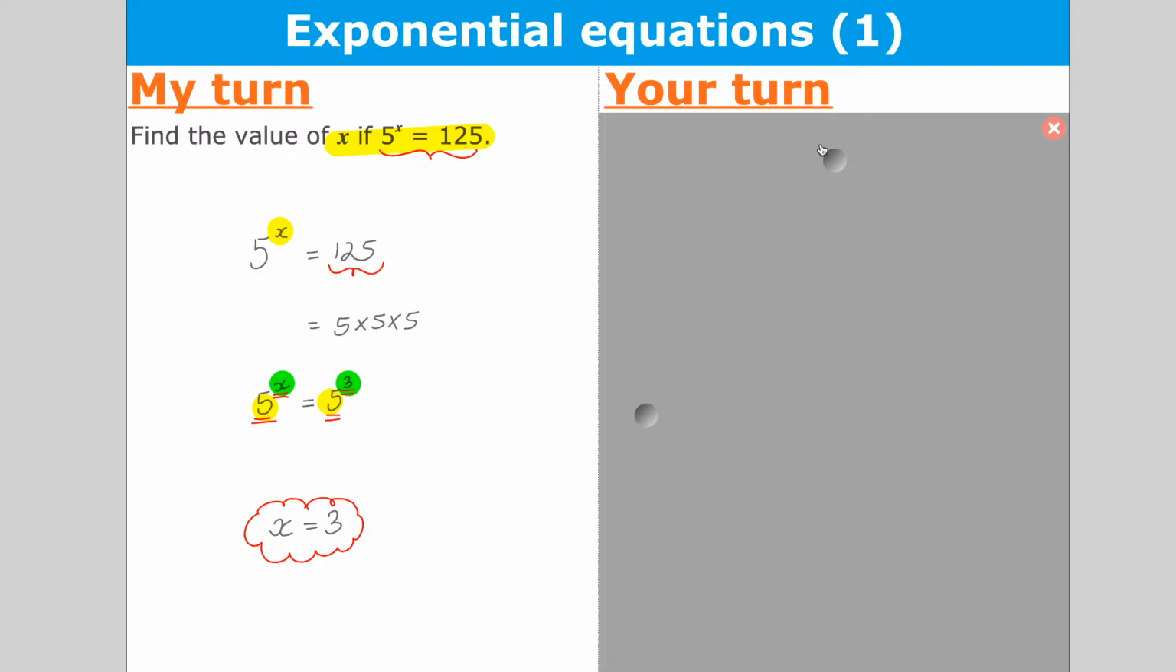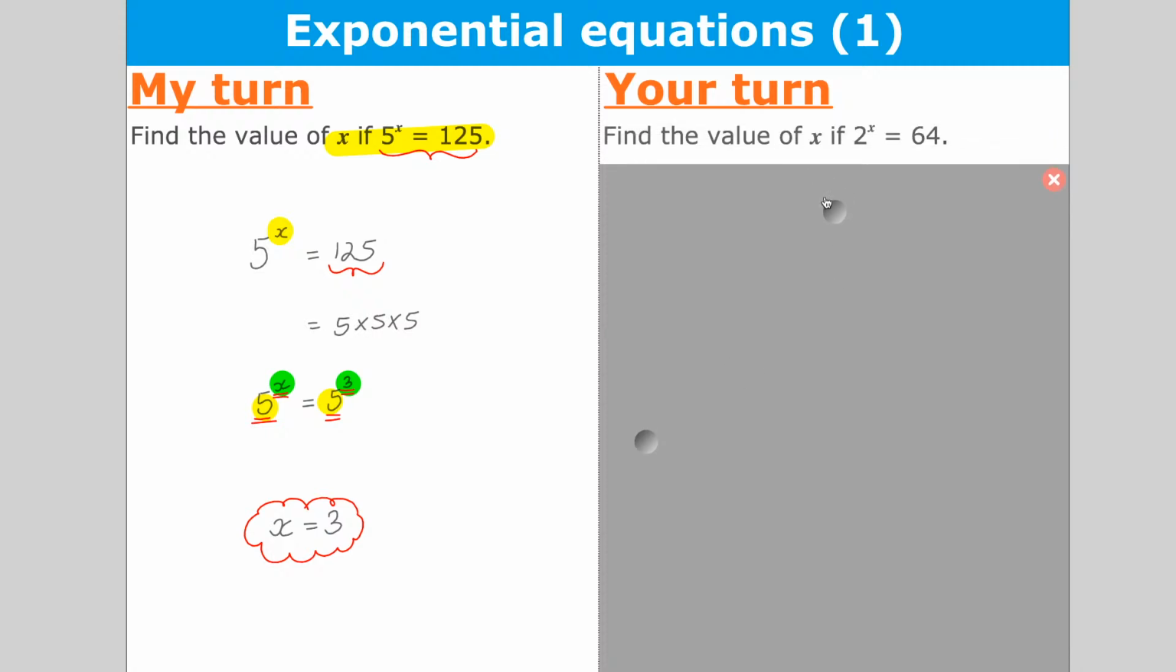Right, time for your turn. Should be a nice easy warm-up to the day. Find x in this exponential equation here.